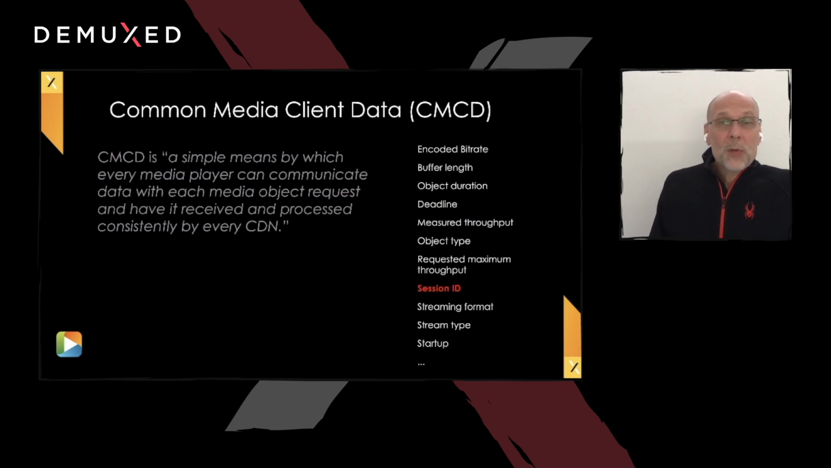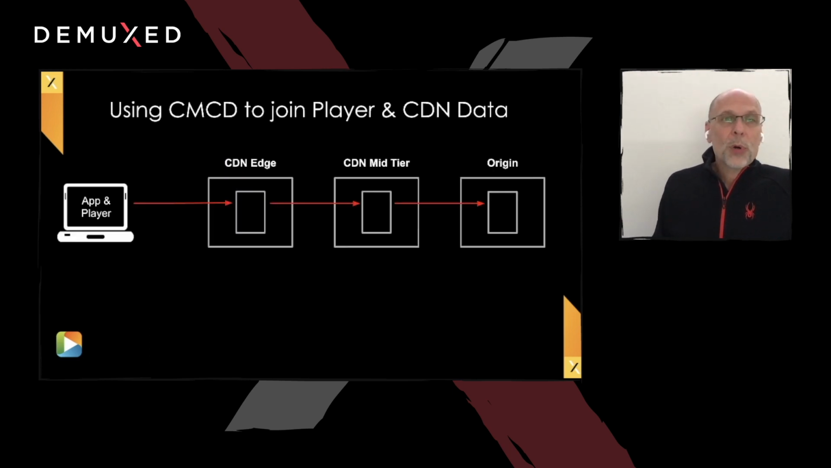Now, CMCD, which is the next key component that we need to talk about here, is a simple means by which every media player can communicate data with each media object request and have it received and processed consistently by every CDN. And you can see some of the keys on the right-hand side here. The one that I have in red and bold is session ID, which is special, and we're gonna leverage that. Session ID is the identifier for the current playback session that is passed through to the CDN for correlation purposes.